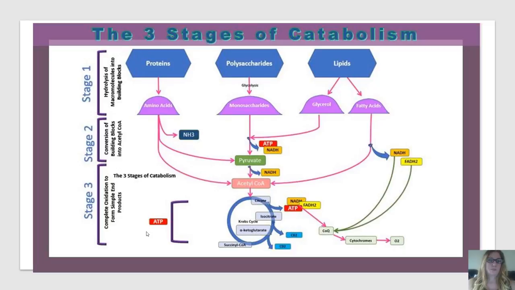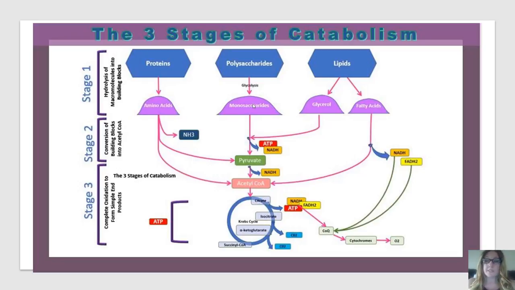So the pathway that we were just discussing is actually right here, kind of in the middle, where it says stage two, conversion of building blocks into acetyl-CoA. So that was where we took the monosaccharide. Now, glucose is a monosaccharide. Okay, so glucose was here at the beginning of glycolysis. Glycolysis took glucose and converted that to pyruvate. After pyruvate was converted into acetyl-CoA, acetyl-CoA entered into the Krebs cycle. Now, that is the main pathway of your sugars, of your polysaccharides.